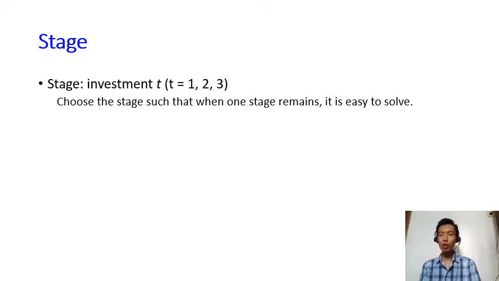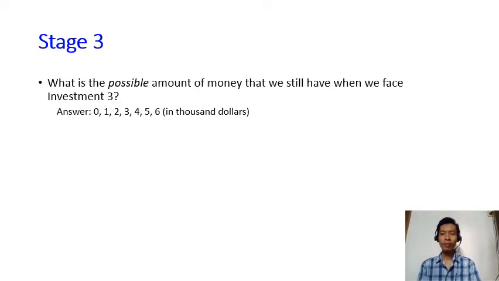The investment is a good choice to become the stage, because if only one investment is available, then the problem becomes easy to solve. So in this case, we have 3 stages, stage 1, 2, and 3. So same as before, I will ask you a similar question. What is the possible amount of money that we still have when we face investment 3? The correct answer would be 0, 1, 2, 3, 4, 5, and $6,000.